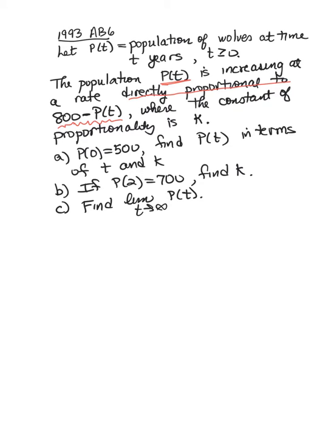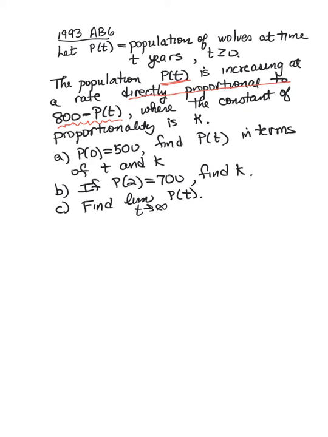All right, so this is like an exponential growth or decay model, but it really doesn't fit the form, because in 1993, students were expected to know how to write an equation when they're given the words that the population is increasing at a rate directly proportional to 800 minus P of t. So if we write that and translate it, we get this.